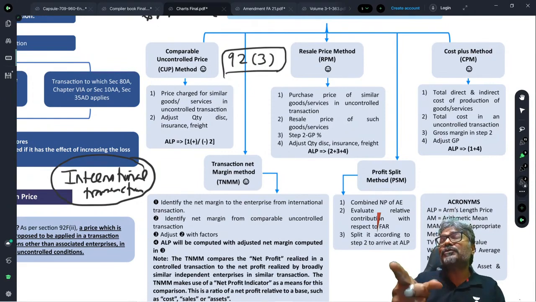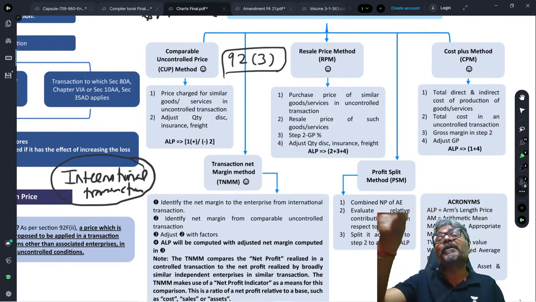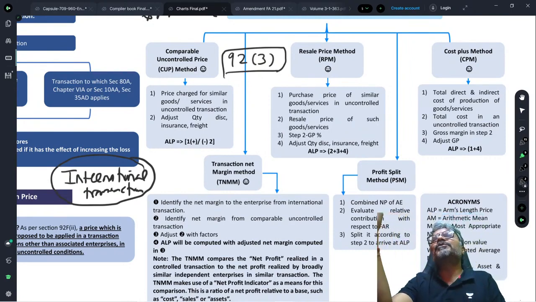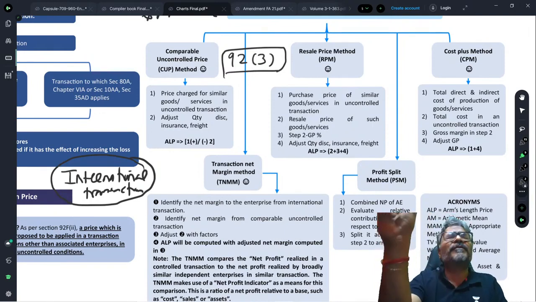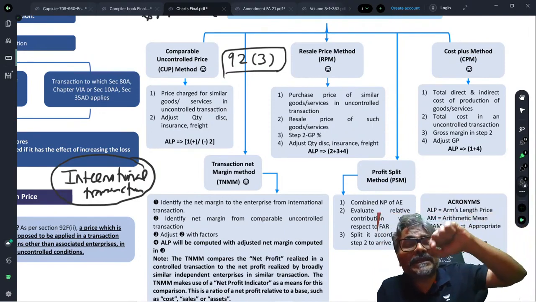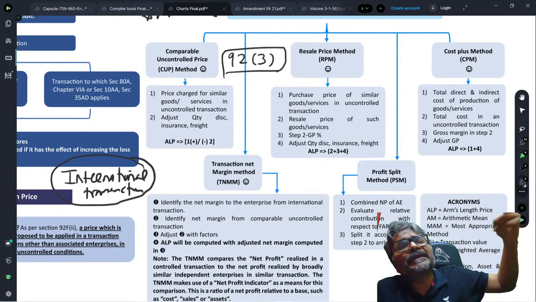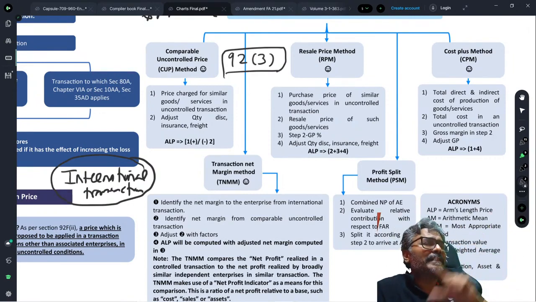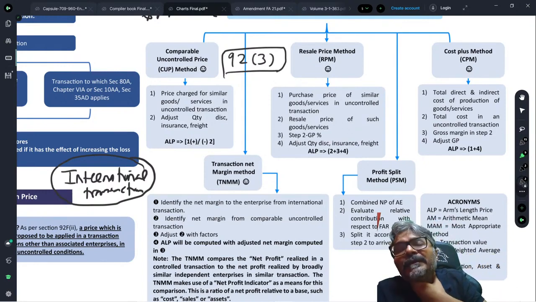So what did I tell you, students? Originally, please make your Indian AE's profit and loss account. The international transaction which is given to you in the question, please ensure to make the Indian AE's profit and loss account and see where the impact is felt, whether it is a purchase or whether it is a sale. Say for example, it is a purchase and the transfer price is 100. So it is a P&L debit for the Indian AE, and the ALP that you have computed is 80.